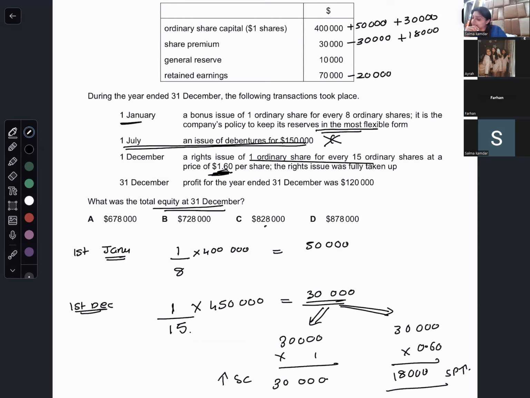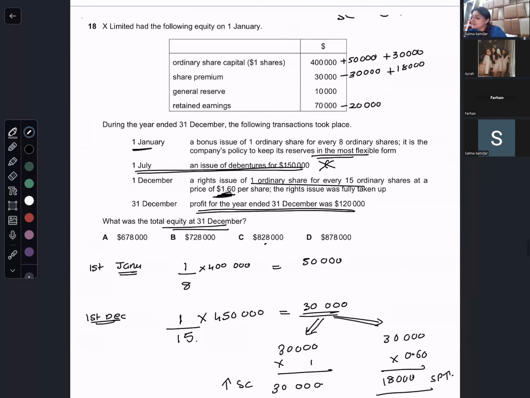Are you with me? Yes. Profit for the year is 1,20,000. Where will you add it? You'll add it in the total and under retained earnings.